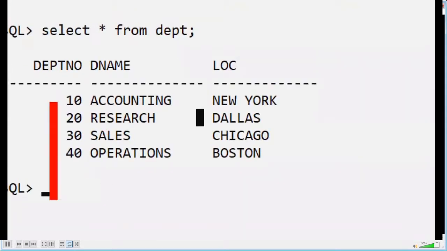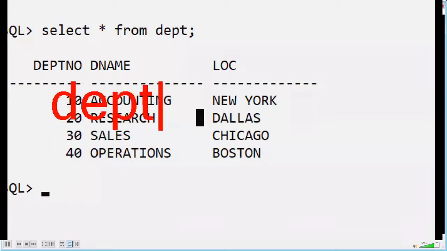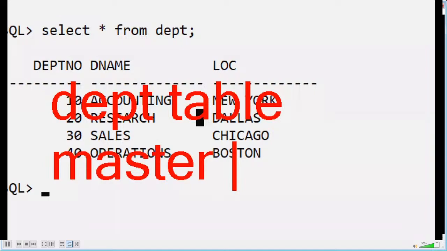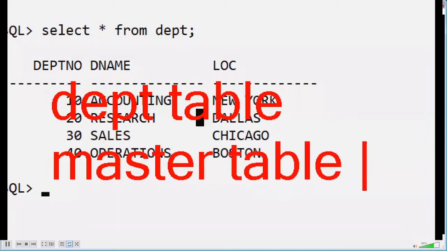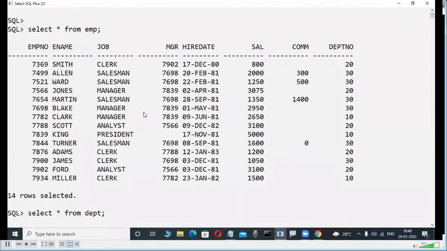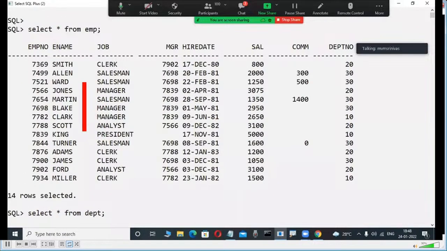Very, very, very important. Most powerful. DEPT table is a what? A master table. What is this one? A small table. This is a master table, Oracle Corporation giving. Again here, EMP table is a what? A child table. Really, EMP is a child table.